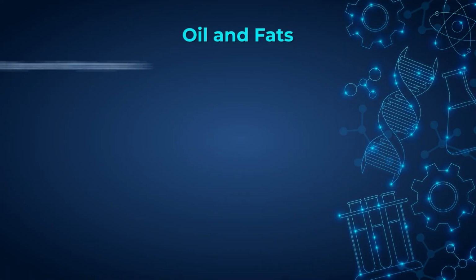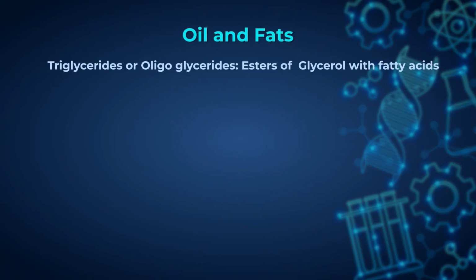The next component after protein is oils and fats. Often, people are confused about whether it is oil or fat. I just want to tell you that oils and fats are chemically the same. There is no difference. They are nothing but triglycerides or oligoglycerides. If some amount of di or mono is present, that is what makes it an oligoglyceride. So oils and fats are all triglycerides.